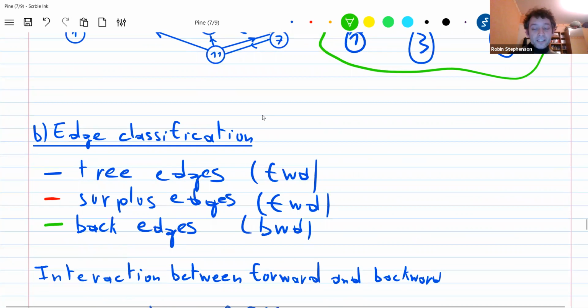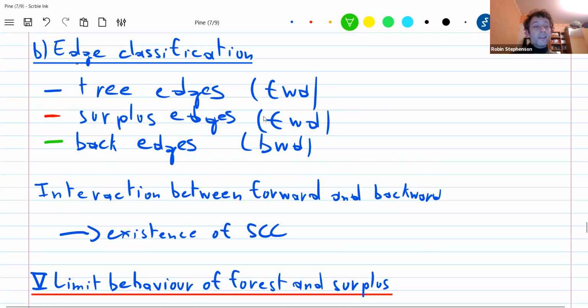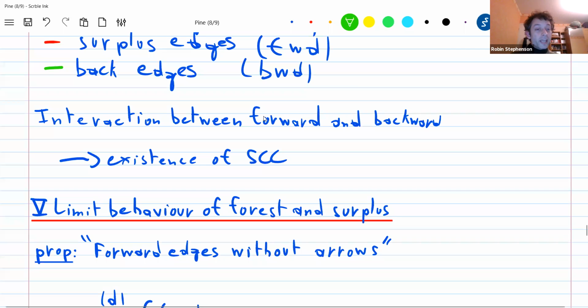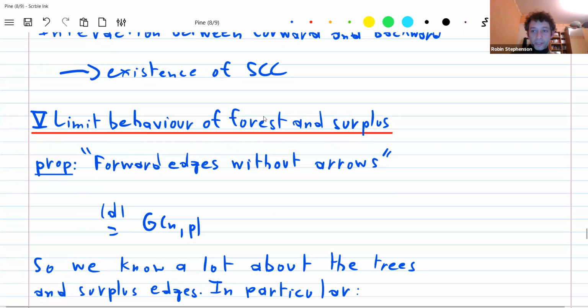Okay, so we have classified our tree into 3 kinds of edges. And it turns out that, if we can understand the limit behavior of those edges and how they interact, then we should be able to get our limit behavior for the strongly connected components. And there's one very wonderful result, which is this proposition. If I look at the forward graph, so we take the blue and red edges and forget about the arrows, so we just say this is now a graph, it turns out it has the same distribution as the Erdős-Rényi G(n,p).